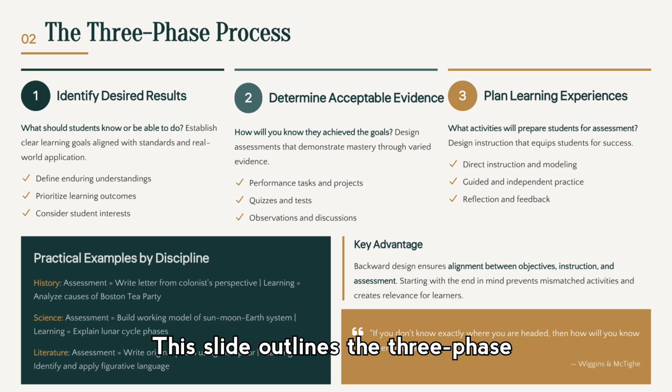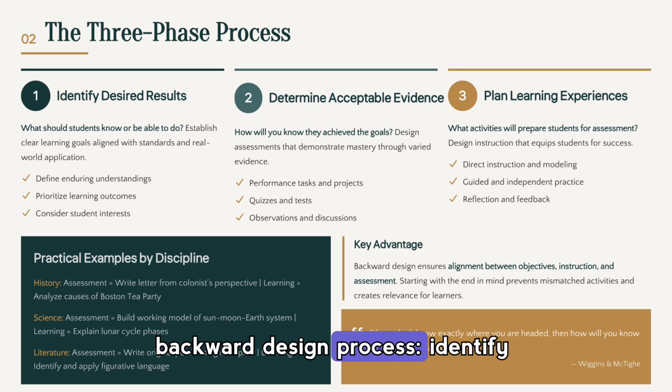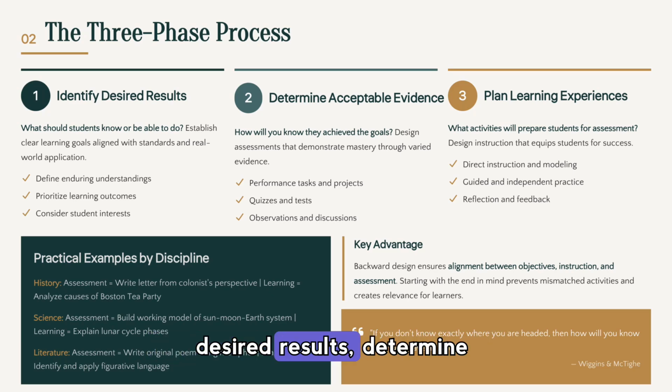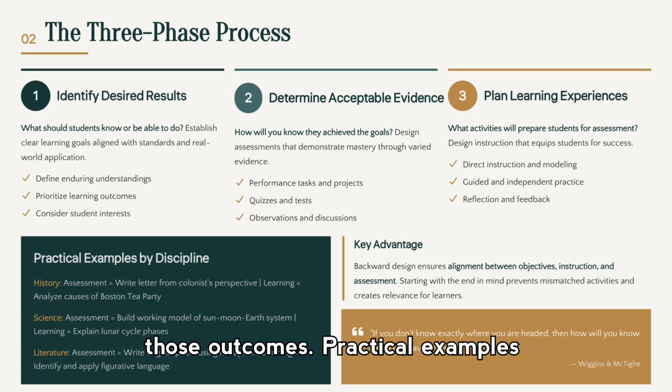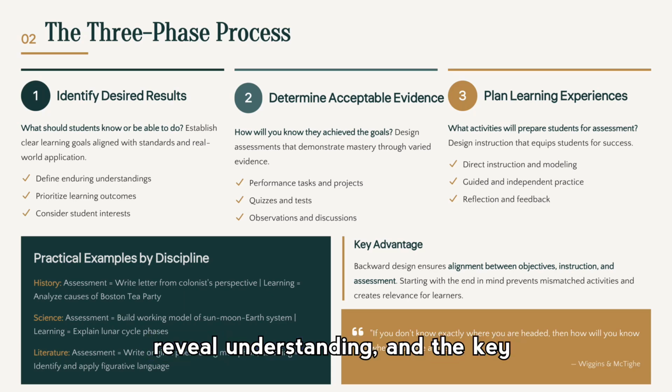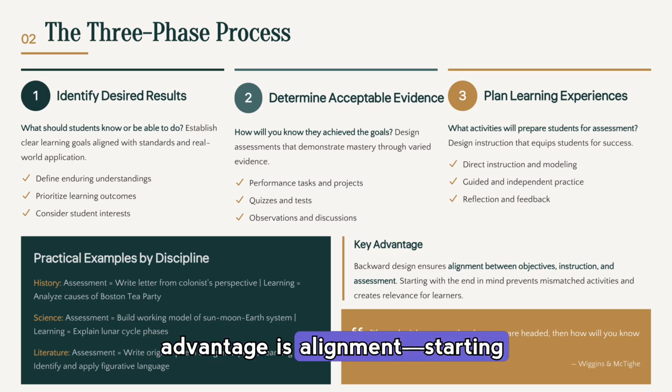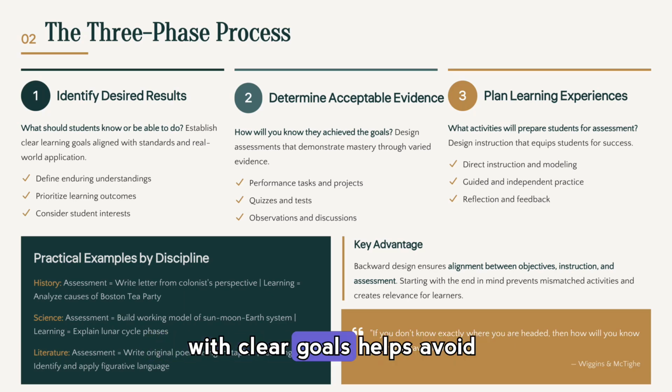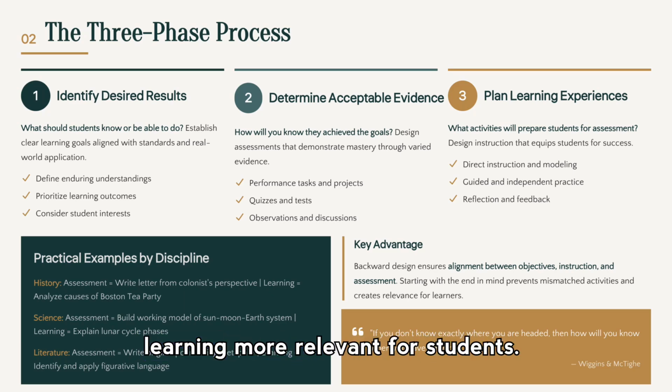This slide outlines the 3-phase backward design process: identify desired results, determine acceptable evidence, and plan the learning experiences that lead to those outcomes. Practical examples show how assessments and projects reveal understanding, and the key advantage is alignment. Starting with clear goals helps avoid mismatched activities and makes learning more relevant for students.